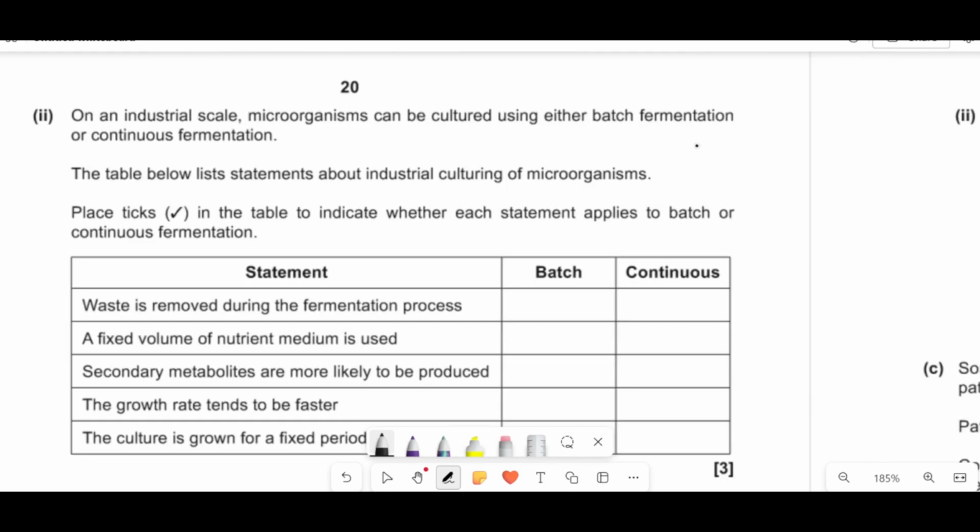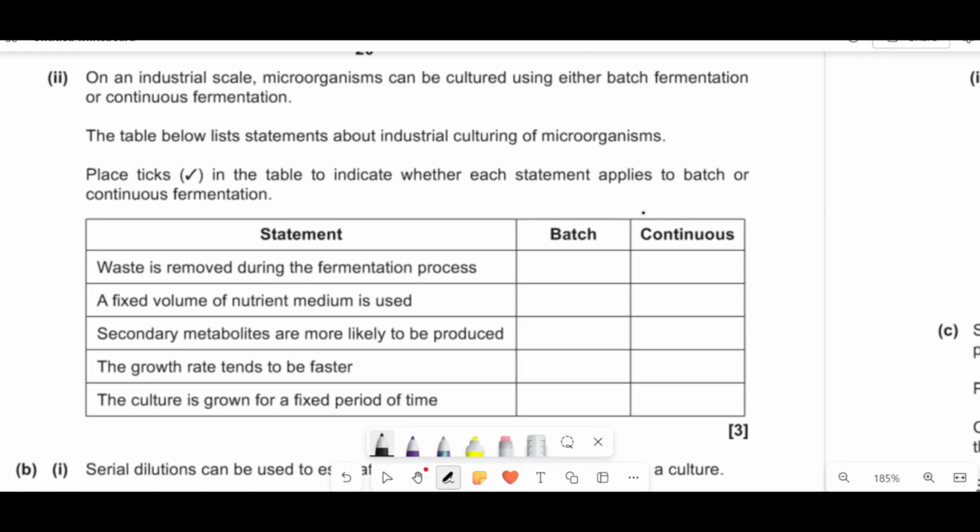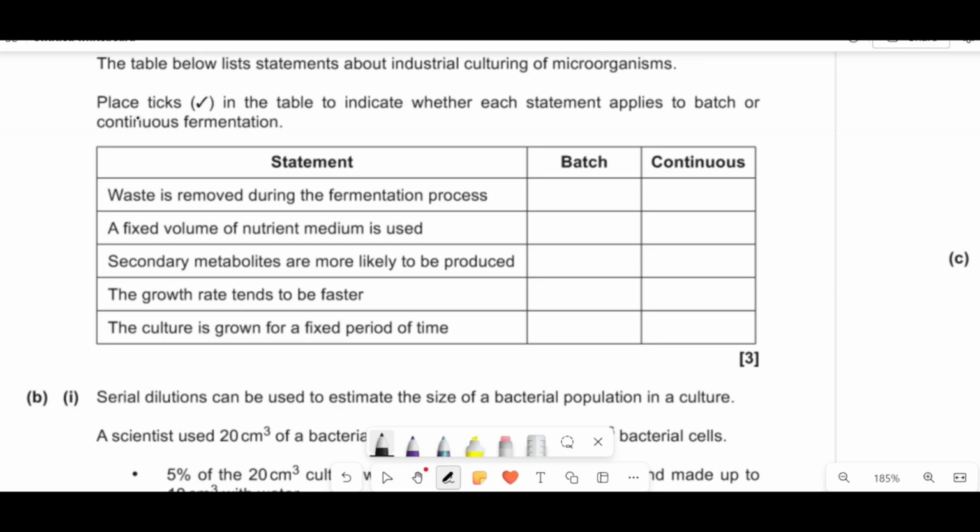On an industrial scale, microorganisms can be cultured using batch or continuous fermentation, and here are some statements about the industrial culturing of microorganisms. Place ticks in the table to indicate whether each statement applies to batch or continuous fermentation. Batch fermentation is where you grow microorganisms in a vessel, and when a culture's done, you take the whole thing out, put new things back inside the vessel with the microorganisms, and redo it. This is also known as closed. Continuous is where you're continually growing those microorganisms in a vessel without stopping. You're putting the nutrients in and taking the wastes out, constantly, while they grow. Whereas with batches, you take the whole thing out, in and out.